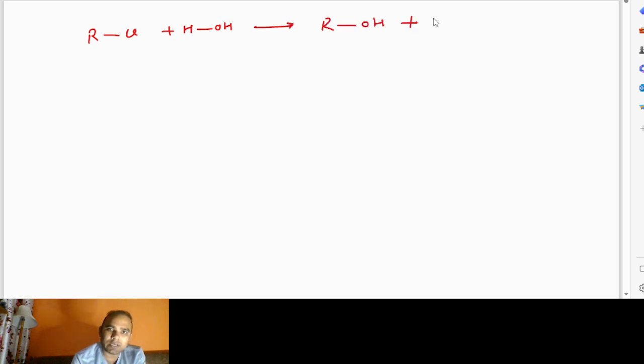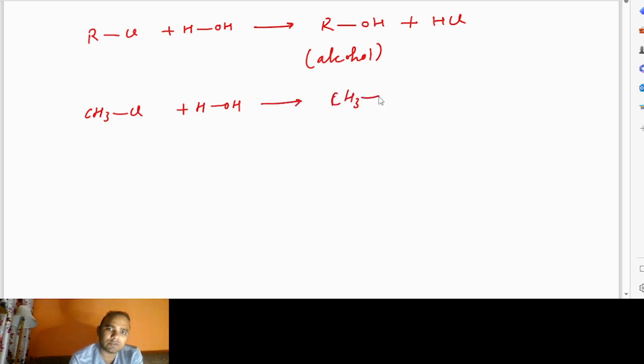Whether you are treating alkyl halide with water or sodium hydroxide, it is always going to give the alcohol. If I write CH3Cl and treat this with HOH, water, it is going to give CH3OH, plus HCl. Now this is a 1 degree alkyl halide. If I ask what is the type of SN reaction, this is going to give an SN2 reaction.